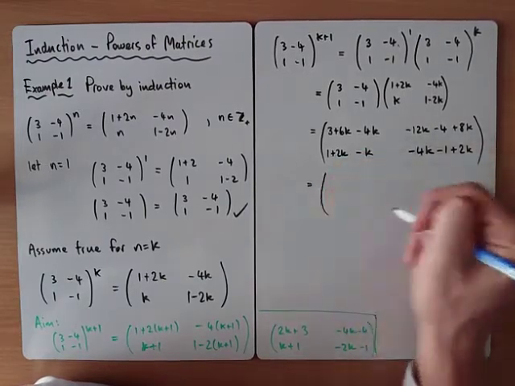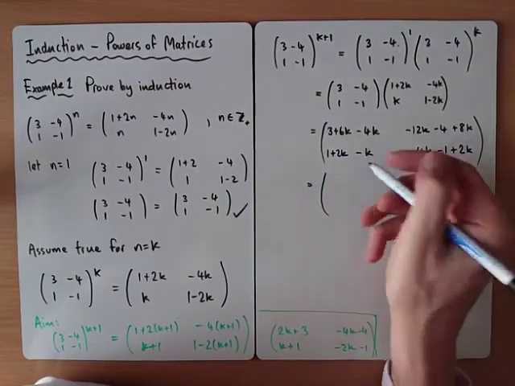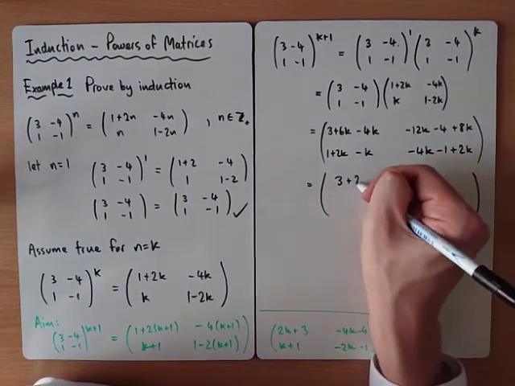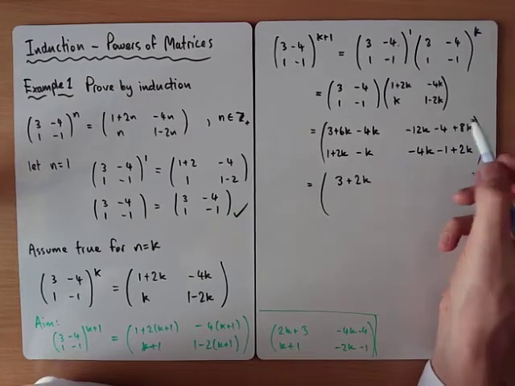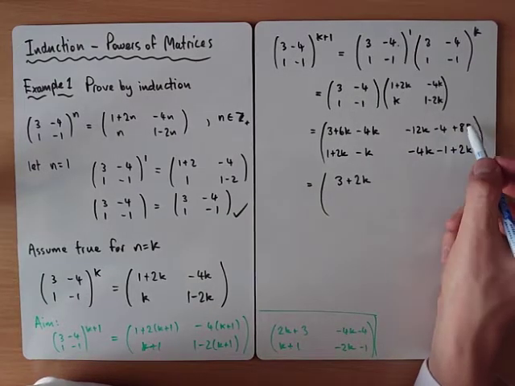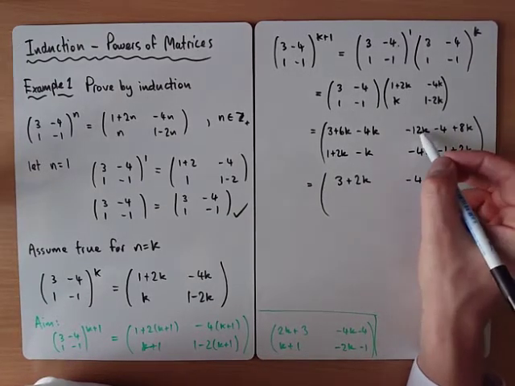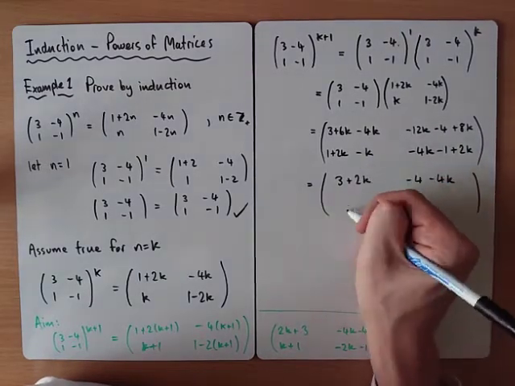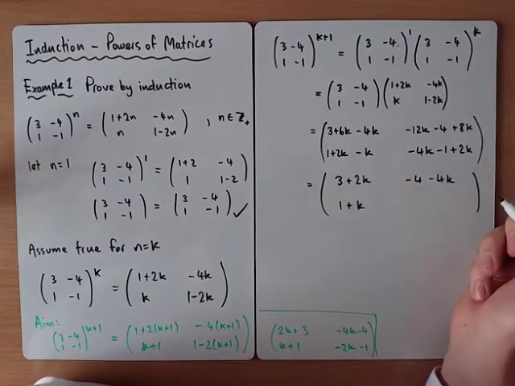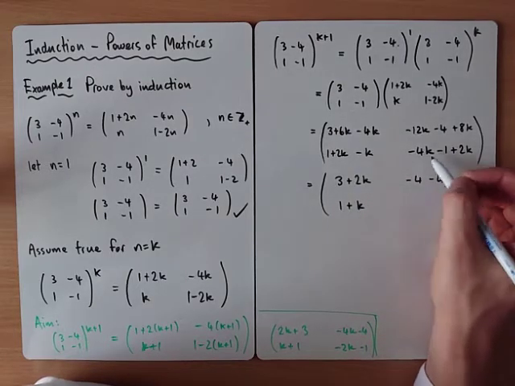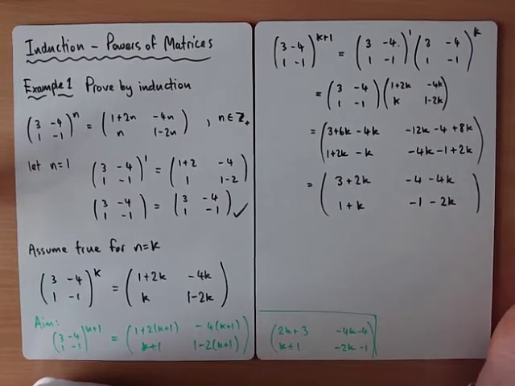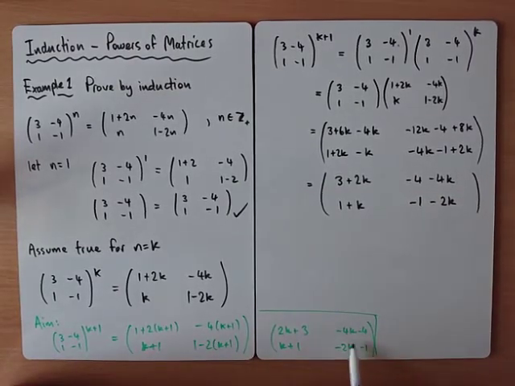Let's tidy this up and see what we've got. Okay, so we've got 3 plus 2k minus 4 minus 4k, 1 plus k, and minus 1 minus 2k, which is exactly what we wanted, isn't it?